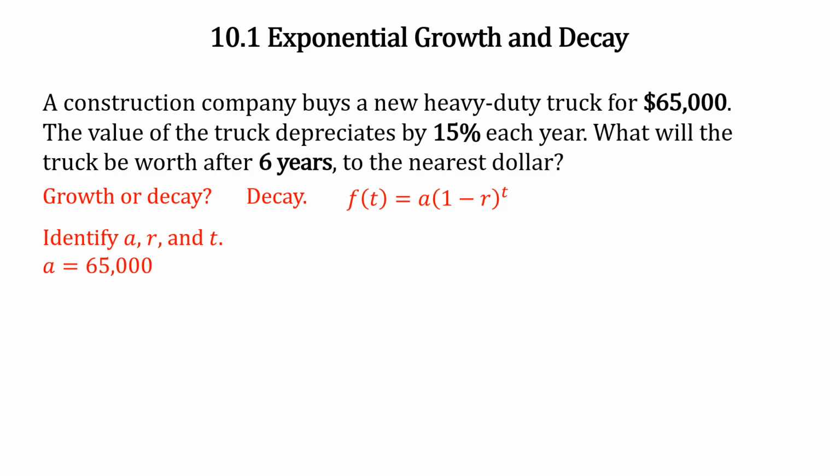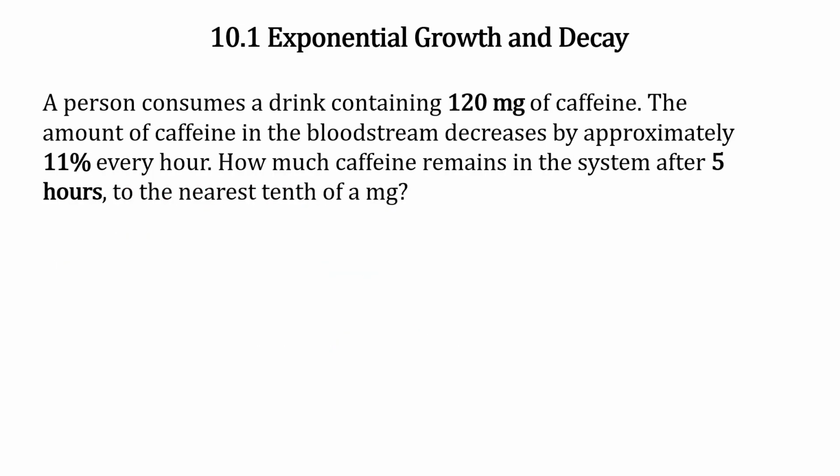Okay, a is 65,000, r is 0.15, t is 6, and you get $24,515. Try one more. Work this one out, come back and check your answers.